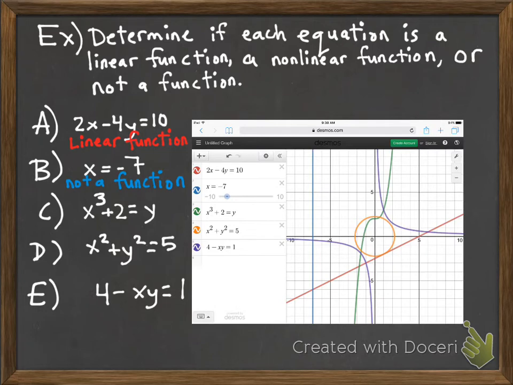The third equation I graphed in green, that one is this curvy line up through the center. This one, since it curves, is not linear, but it is a function. It passes the vertical line test. If I run a straight up and down line through that green graph, it's not going to touch more than once at a time.